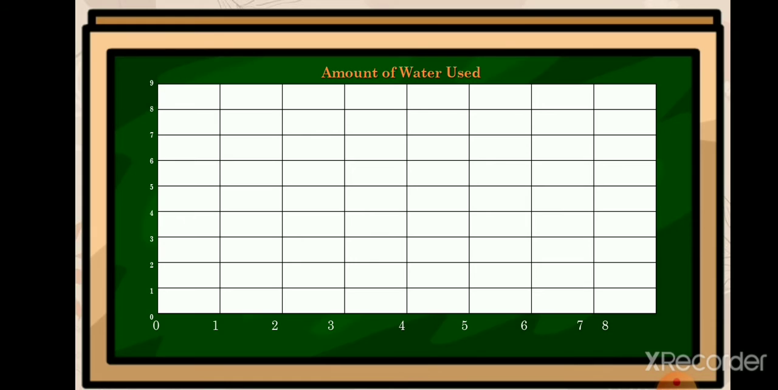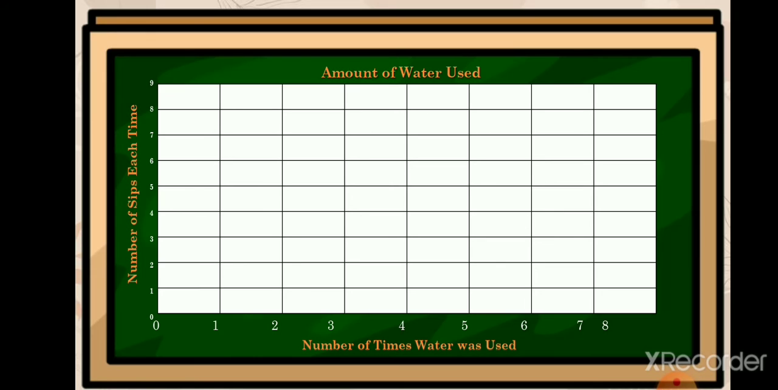Then let's label our axes, the x-axis and the y-axis. Class, where do you think we find the x and y-axis? Okay, the x-axis is at the bottom part of the graph. It represents the number of times water was used, and the y-axis represents the number of sips each time. And now, let us proceed in collecting and recording our data.